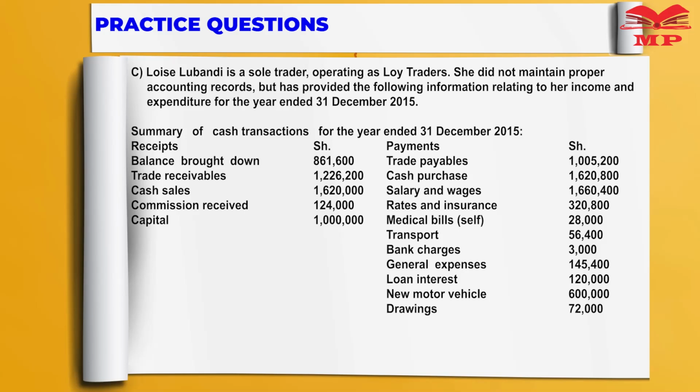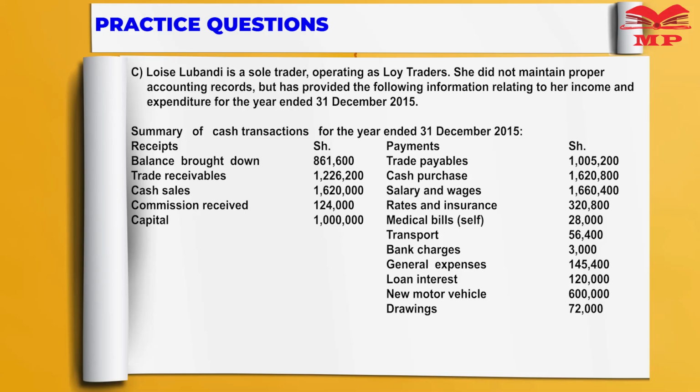Lois Rubandi is a sole trader operating as Lois Traders. She did not maintain proper accounting records but has provided the following information relating to her income and expenditure for the year ending 31st December 2015. We have the summary of cash transactions for the year ending 31st December 2015.